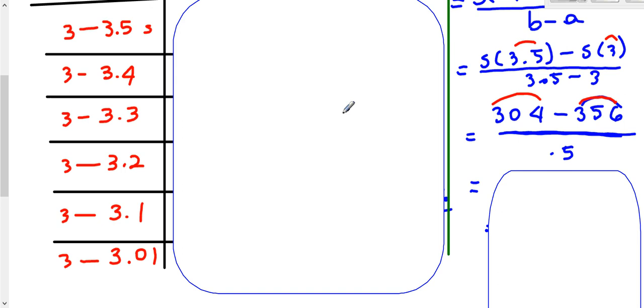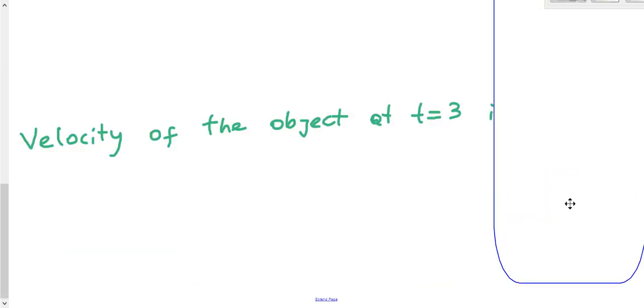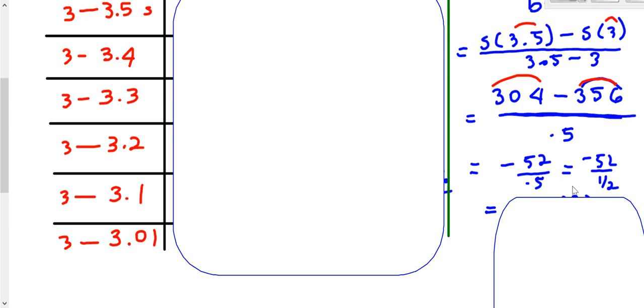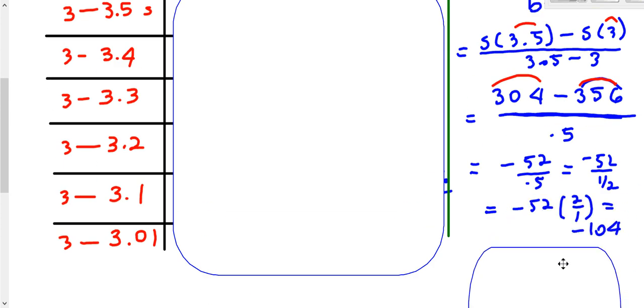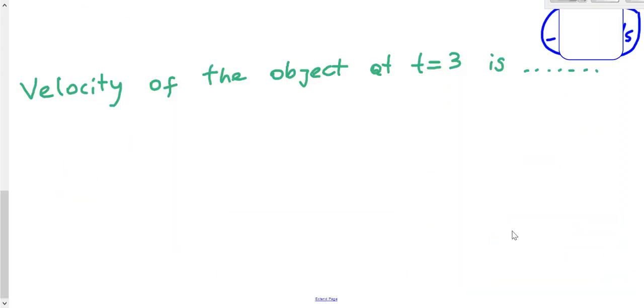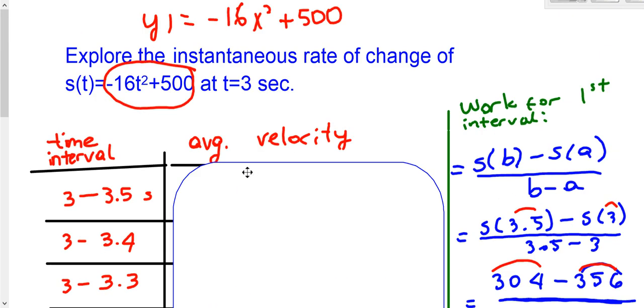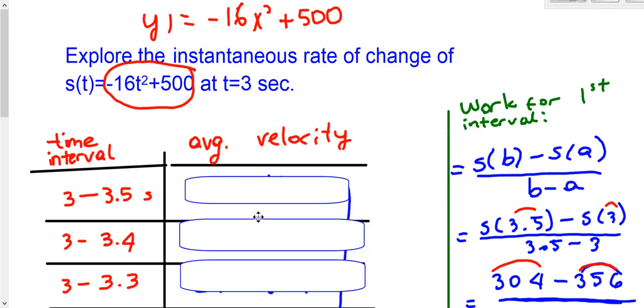We can have a negative rate of change, negative velocity, meaning the object is going downwards, basically. So if you get this difference, let's see what we get. First of all, it's going to be negative, right? So it should be negative 52 over 0.5. And division by 1/2 is the same as multiplying by 2. So that's going to be negative 104. So that's the first answer. Fill in your table for the first answer, negative 104.